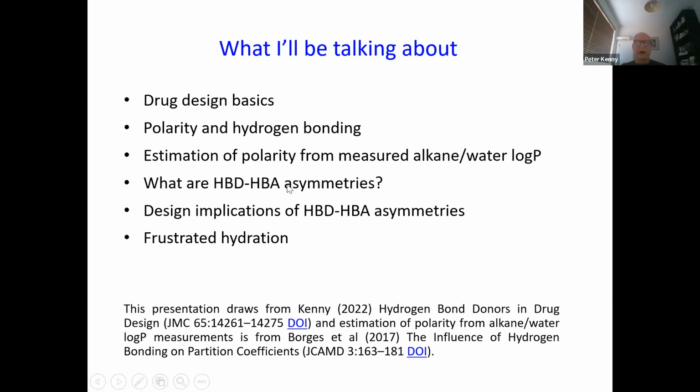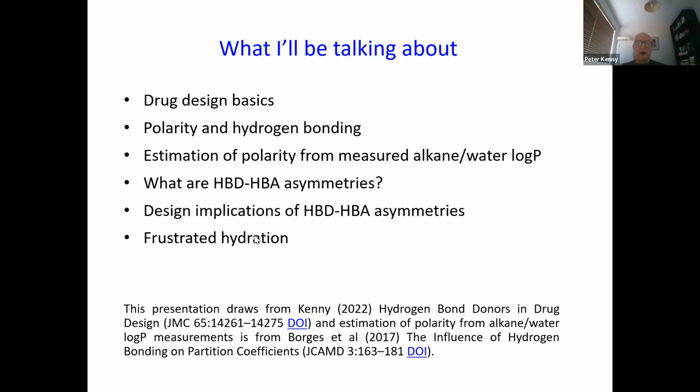Don't get too scared by the term asymmetry. A lot of this stuff you'll maybe be familiar with already. I'm going to talk about the design implications of hydrogen bond donor acceptor asymmetries, and I'll finish off with a couple of slides on frustrated hydration, which is not strictly a hydrogen bond donor acceptor asymmetry, but I think it's related to hydration, to solvation, and really if you're trying to design or optimize potency against your targets.